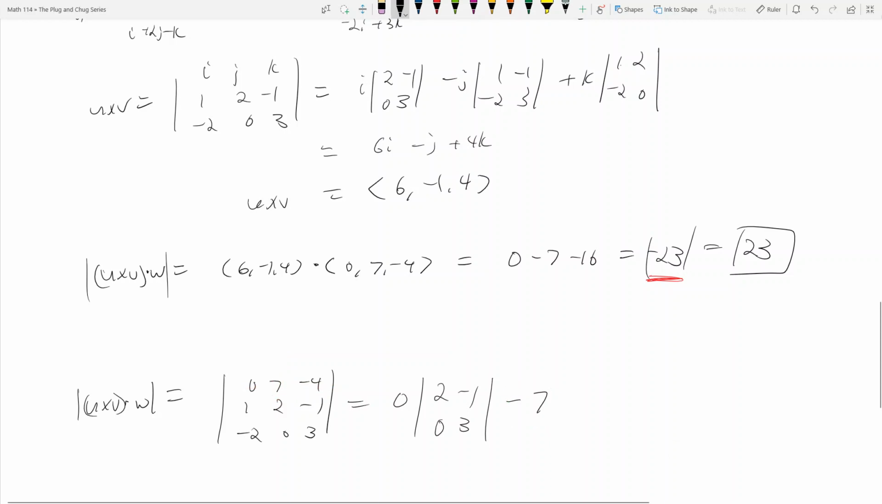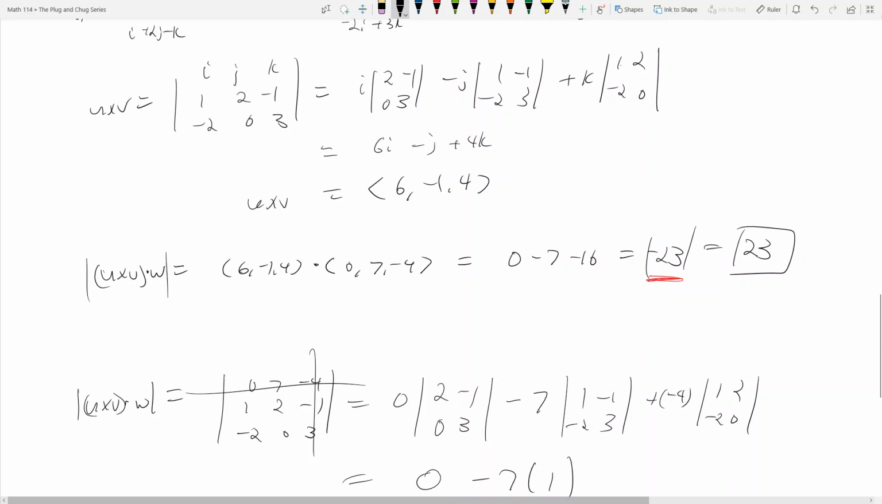Minus 7 times the matrix 1, 3, -2, -1, or the determinant of that. And then lastly, we cross out the -4. So then this is a minus, or plus a -4, okay? Plus a -4 times the matrix 1, 2, -2, 0. And what do I get? Well, I don't even have to calculate this first guy because that's just 0. This is minus 7 times 3 plus 3 minus 2, so that's 1.